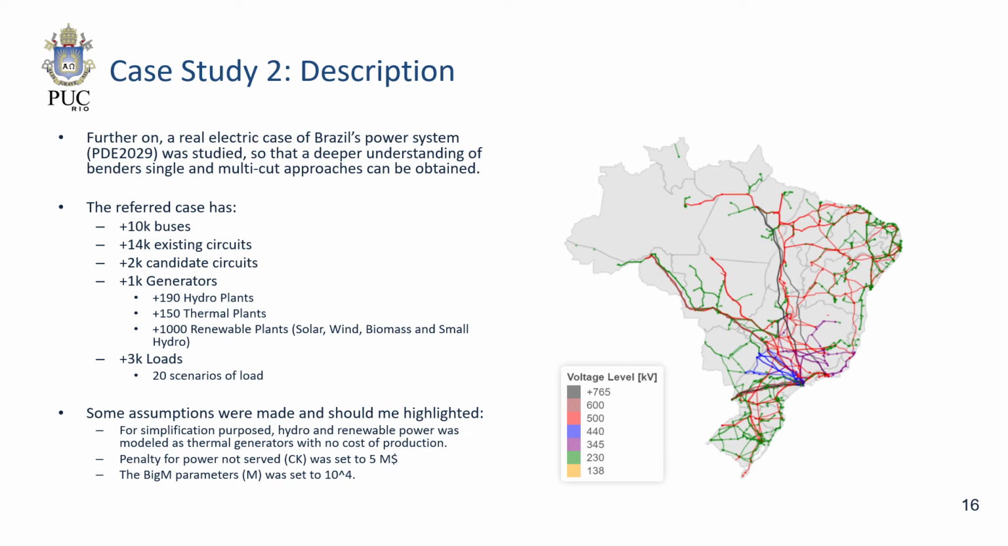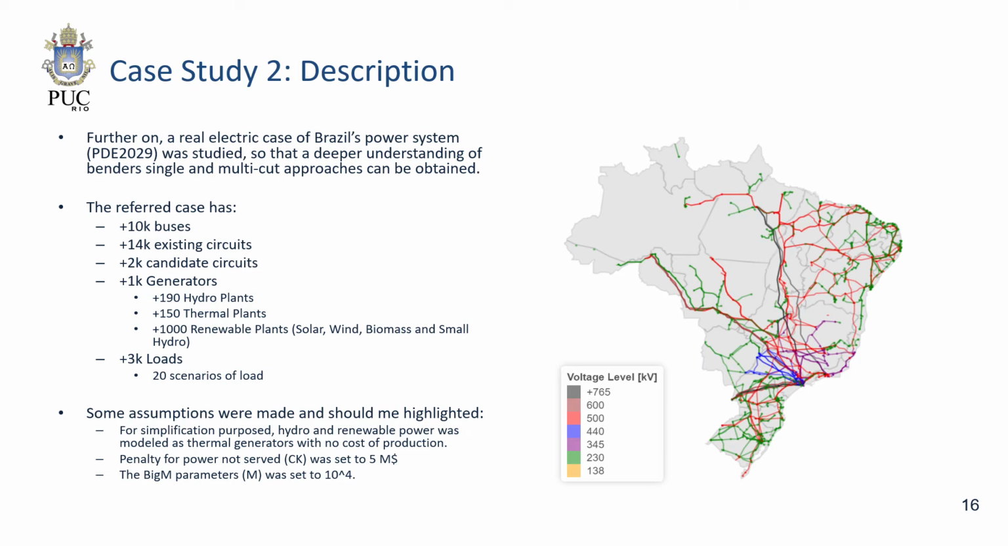So here we have 10,000 buses, 14,000 existing circuits, 2,000 candidate circuits, more than 1,000 generators, from hydro plants to thermal plants to renewable plants, and 3,000 loads. So this is a huge case. It's really hard to solve this case. Traditional models cannot solve this type of problem easily.